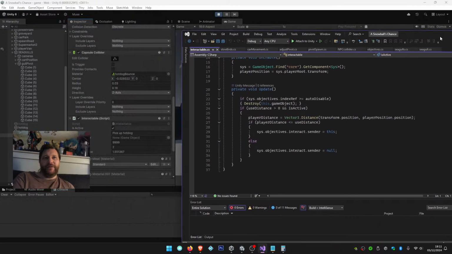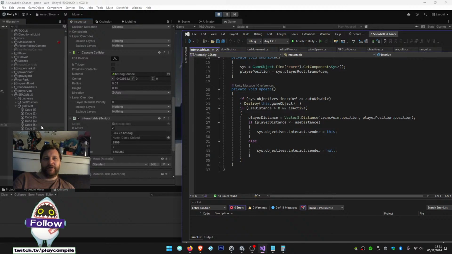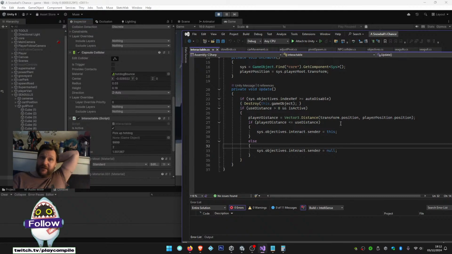If use distance is greater than 0 and is active, which it is, if player distance is less than or equal to use distance, system objectives interact sender this. So my objective system should be receiving this hot dog. Oh, it's because I'm saying else system objectives interact sender is null.